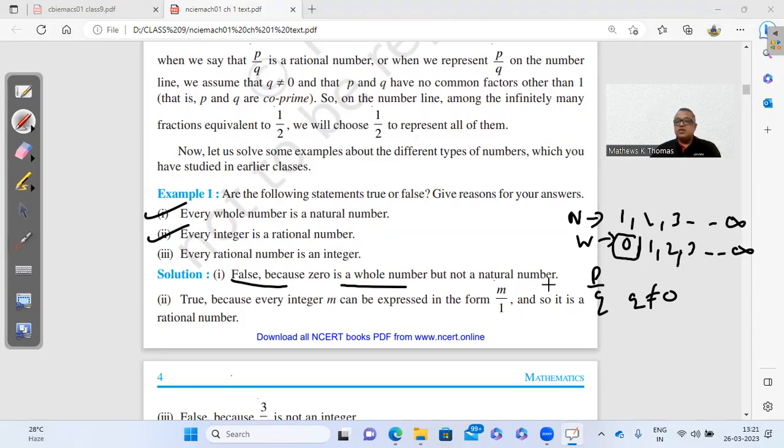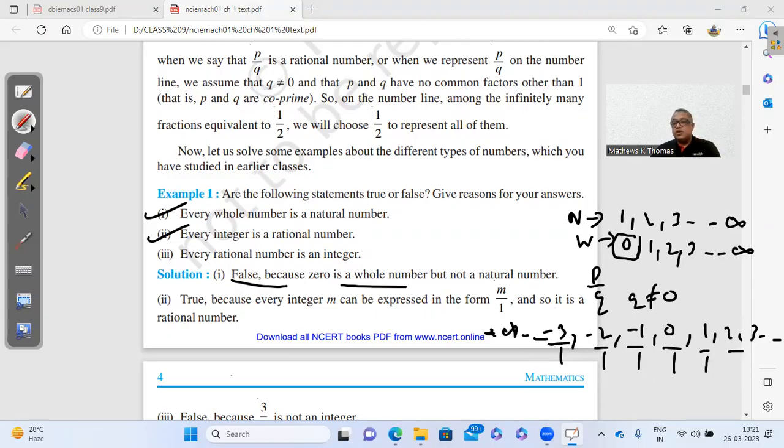Second part, every integer is a rational number. Integers could be negative, integers can be positive, integers can also be 0 itself. So you can have any number from negative infinity to positive infinity and also 0. All these numbers are rational numbers, because I can write all these numbers with denominator 1. So -3 I can write as -3 by 1. 2 I can write as 2 by 1. Even 0 I can write as 0 by 1, because 0 by anything is 0.